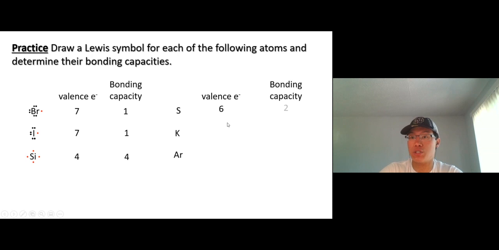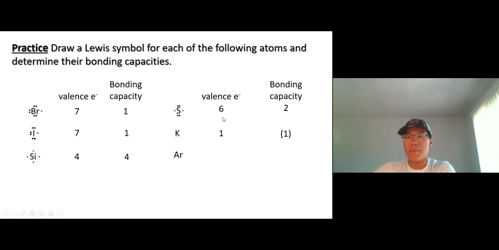So bonding capacity is 2, which means that sulfur will put out 2 unpaired electrons, and the rest are lone pairs. Okay, so 2 unpaired right there, and we have 6 total. So the other 4 are going to be lone pairs. All right. Potassium. Potassium is in group 1. All right, so group 1, 1 valence electron. Well, 1 bonding capacity. You'll be like, hey, hold on, what's going on here? Don't we need like 7 more?